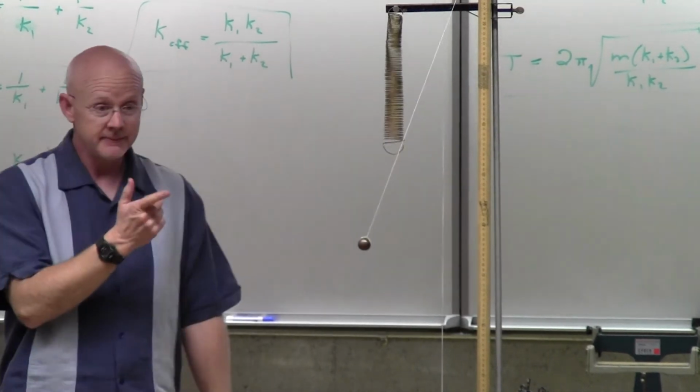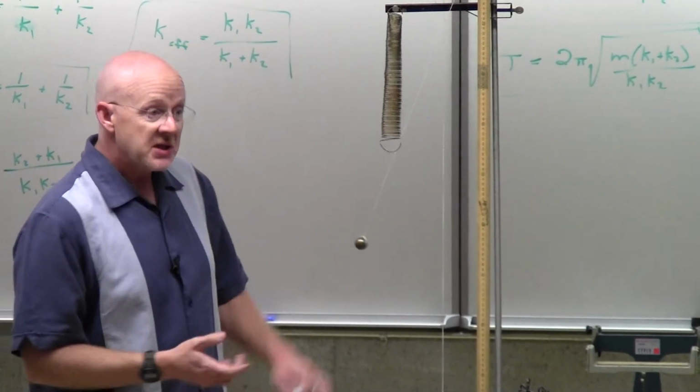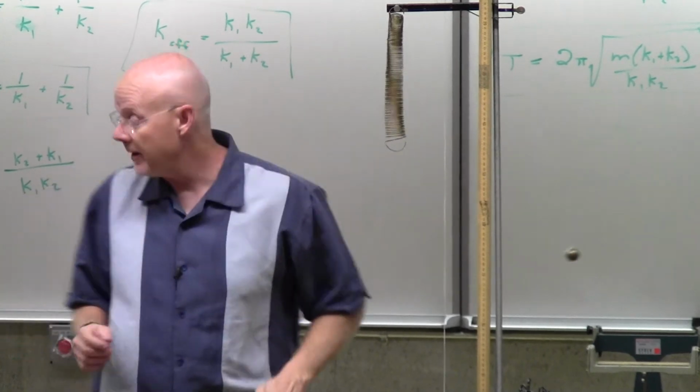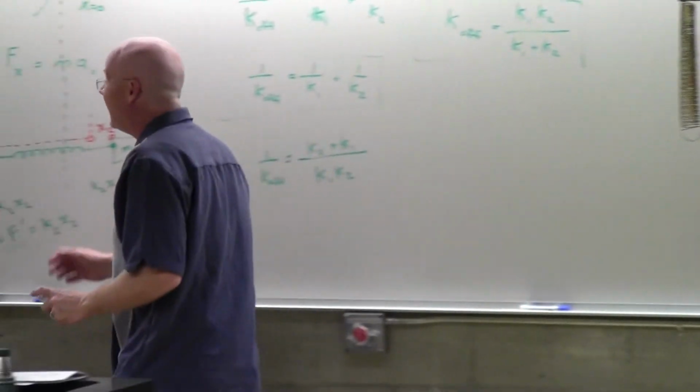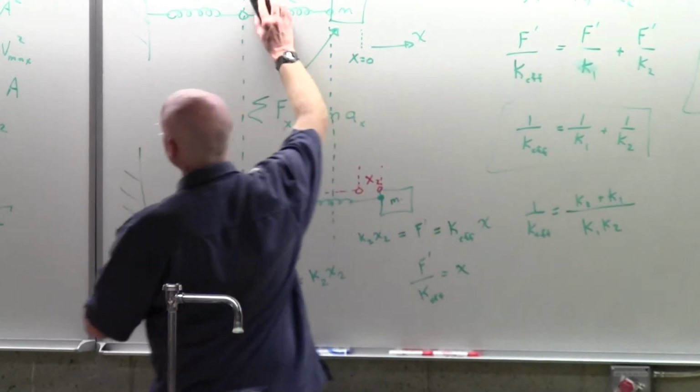Can I get this one? And so we call this a pendulum. Since we're thinking of it as an ideal point mass, we call this one the simple pendulum. But let's run through it.